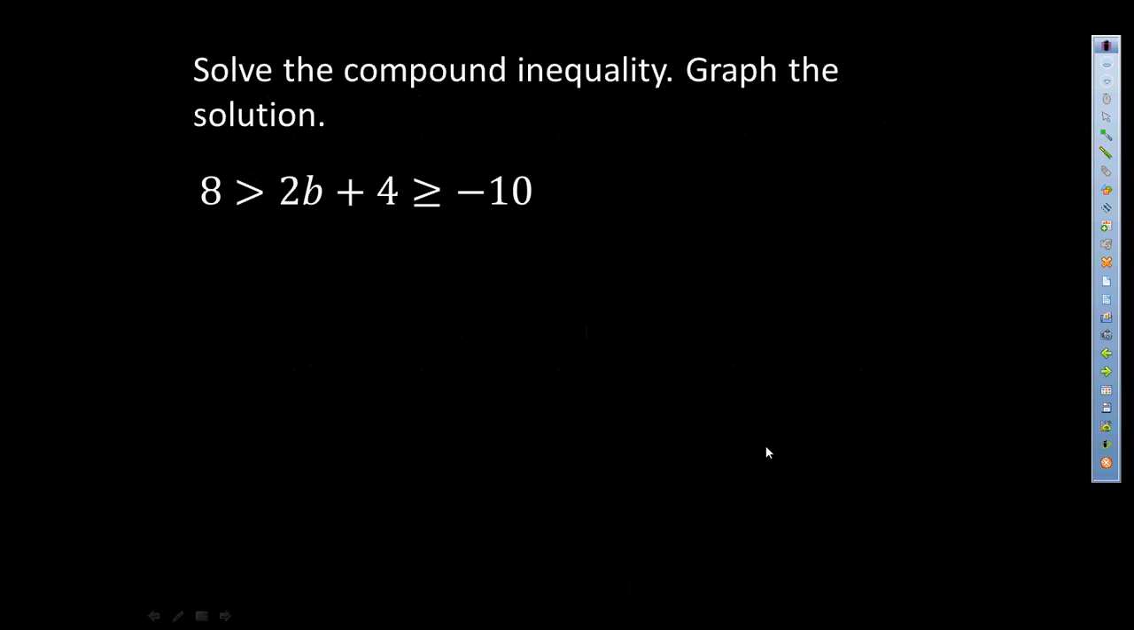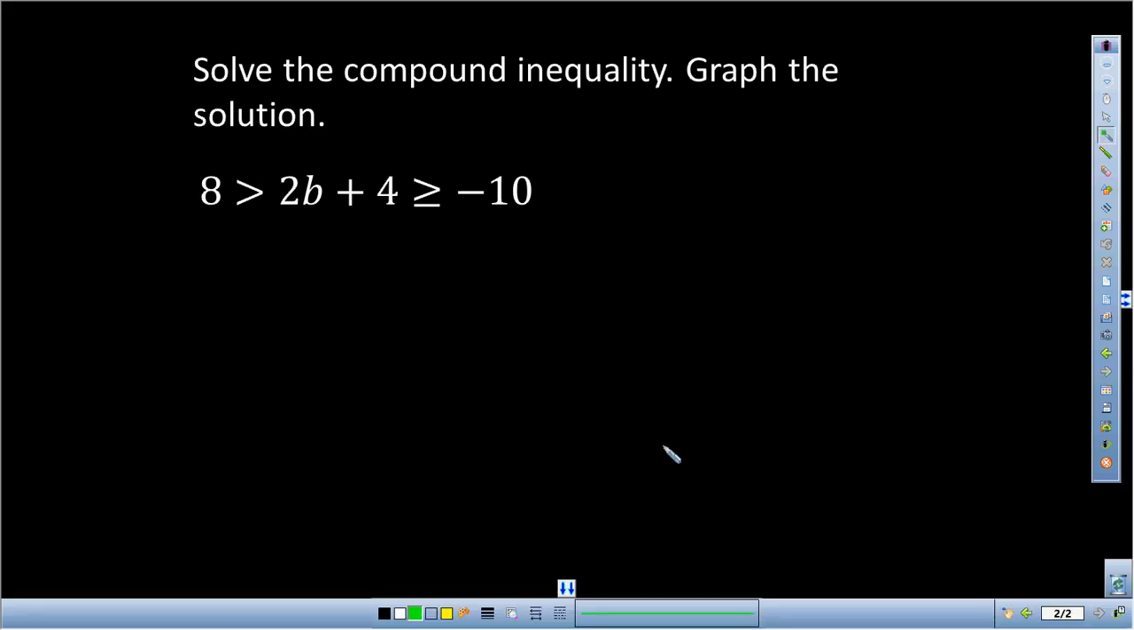Now let's take a look at this next compound inequality. The instructions say solve the compound inequality, graph the solution. So our inequality reads 8 is less than 2b add 4, which is less than or equal to negative 10. Now, some people like to leave the inequality like this and just perform the operation on both sides at the same time. I usually like to separate my compound inequality into two distinct inequalities, just so that I can see what's going on.